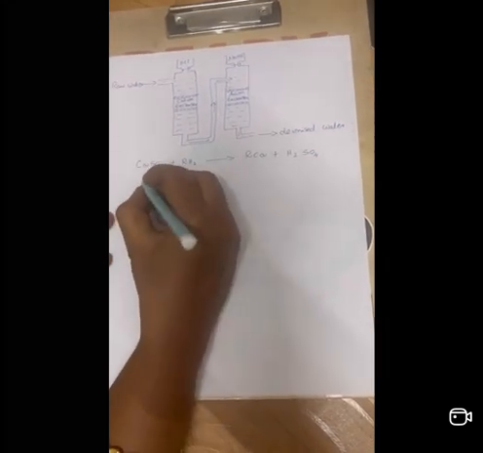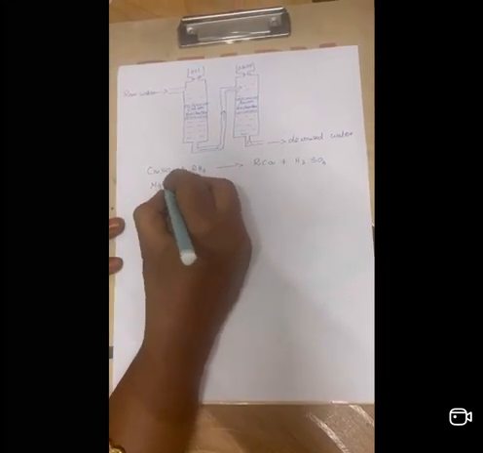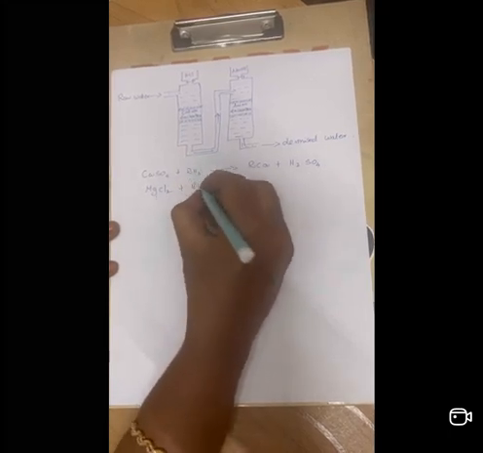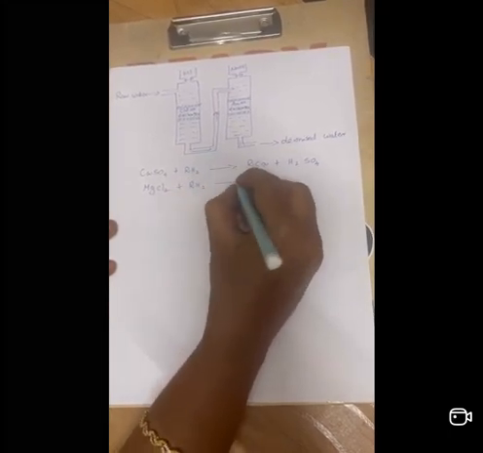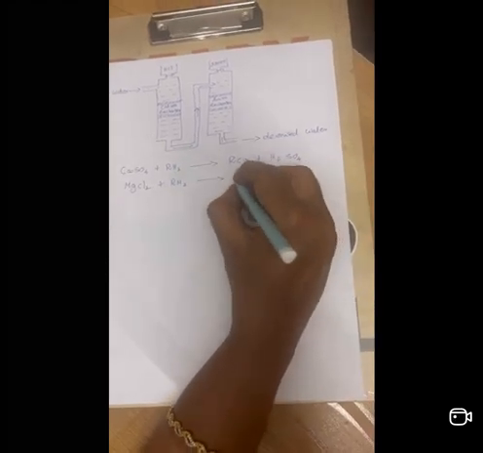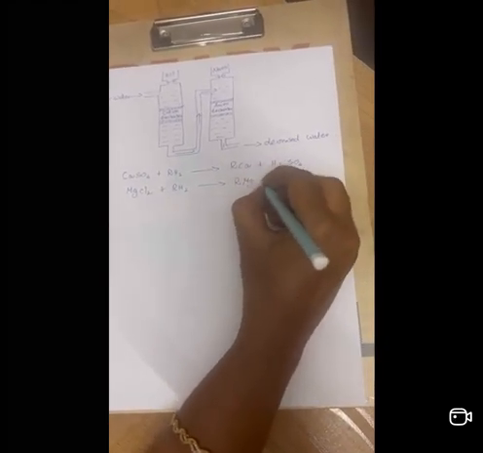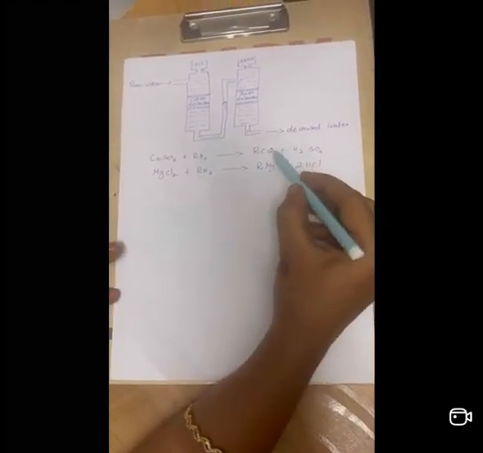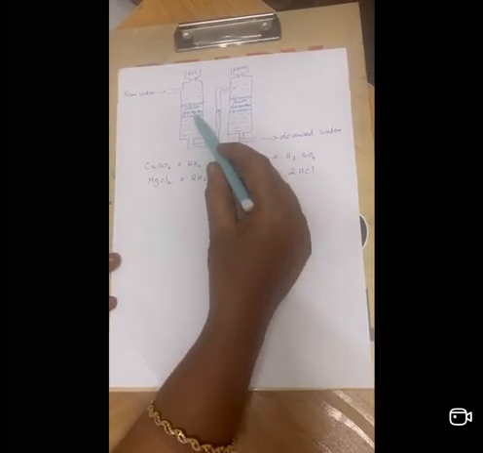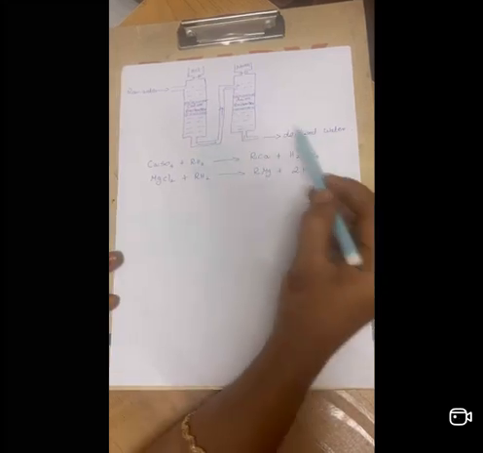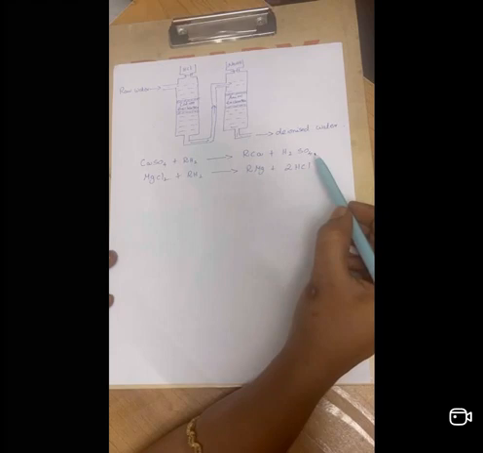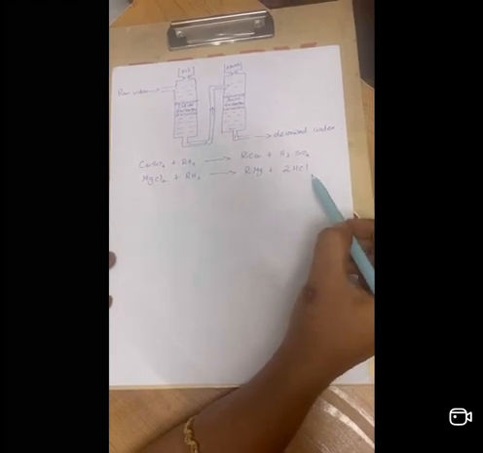And one more example we can take, MgCl2. This is also a hardness causing substance. So this will react with cation exchange resin and form RMg plus 2HCl. So in this way, all cations will be absorbed by the cation exchanger and the resulting water coming out of the cation exchanger will be containing only the anions.